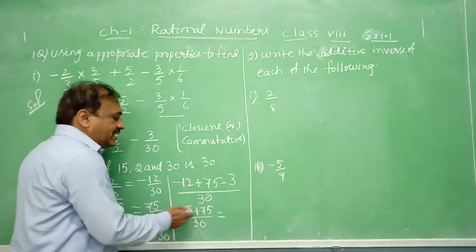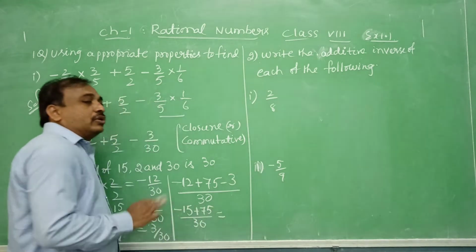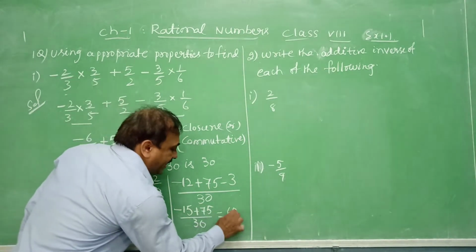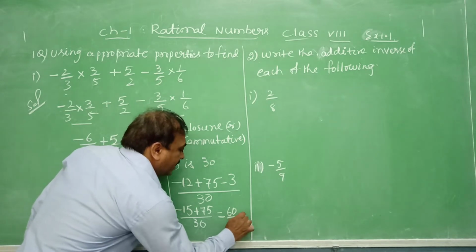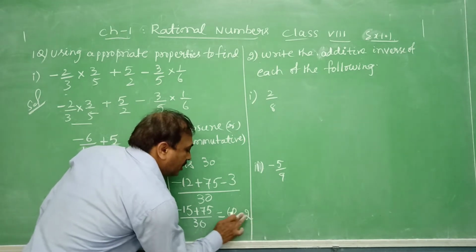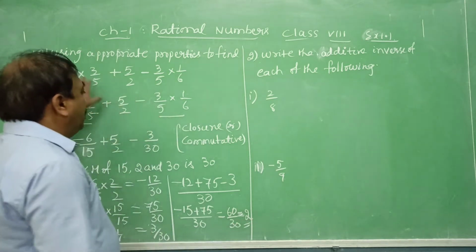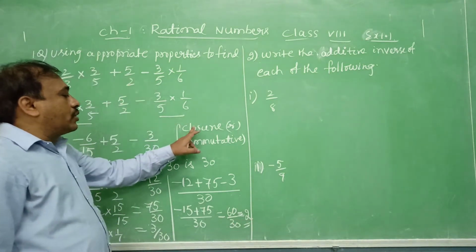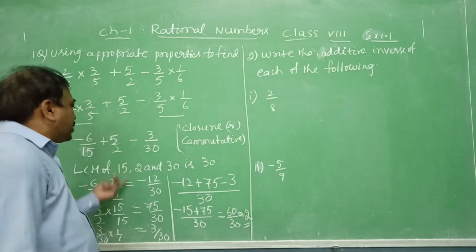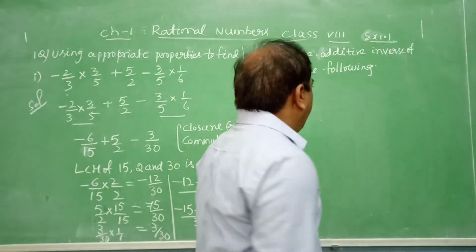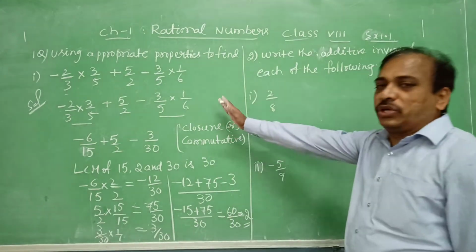Minus 15 plus 75 is the addition of two integers with different signs. Ignore the sign, subtract, and keep the bigger number's sign, which is 60 by 30, equals 2. So therefore the properties which we used: closure, commutative, and here we can mention the property name as associative property. Now I hope you understood.